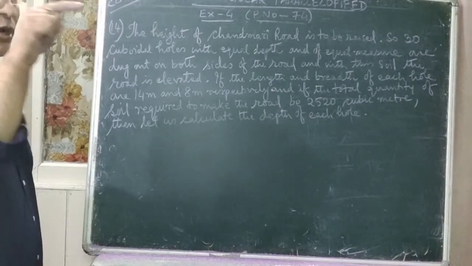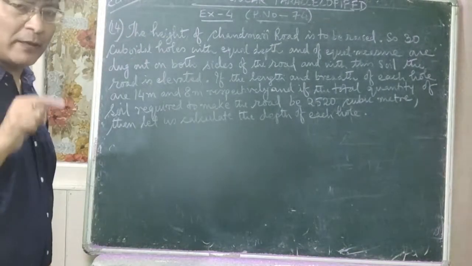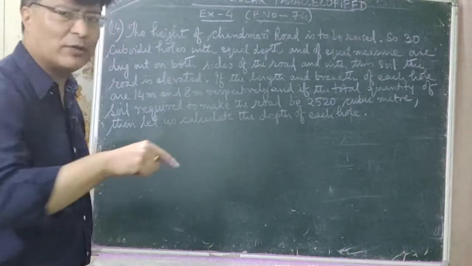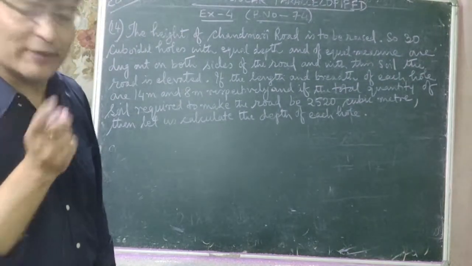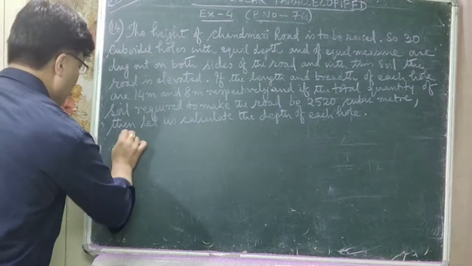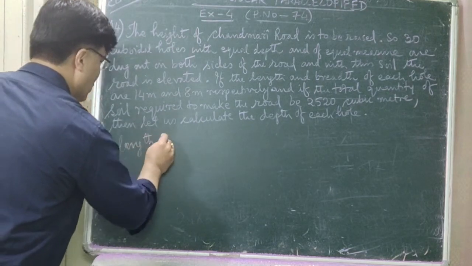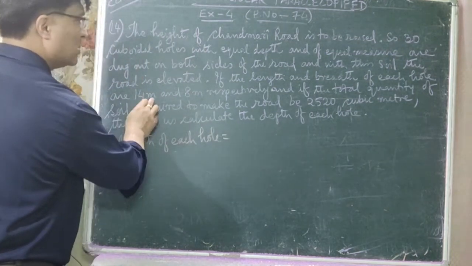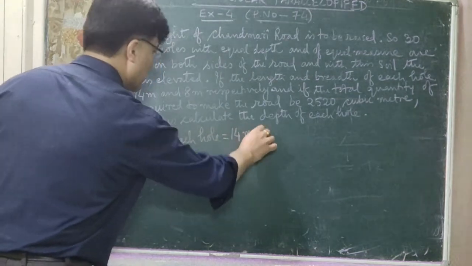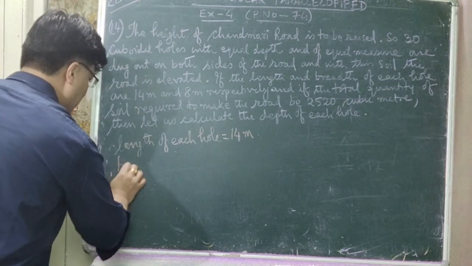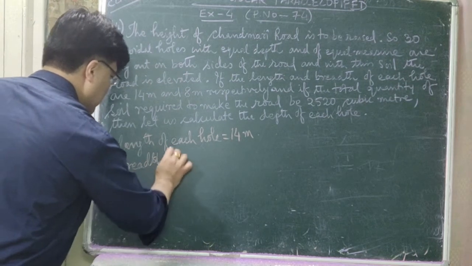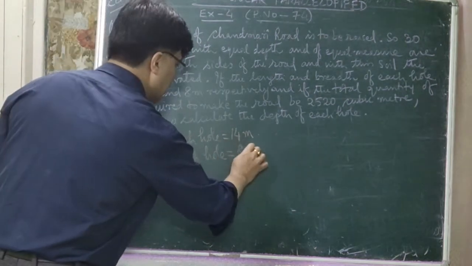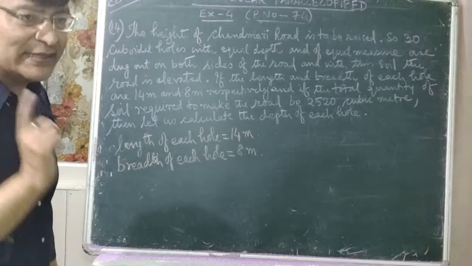So now in this case 30 cubical holes are made. They are all of equal measure, meaning the volume of each is the same. So what is the length of each hole? Write down, length of each hole is equal to how much? This is your 14 meter, right? So therefore breadth of each hole, what is the breadth of each hole? It is 8 meter. Now you have to find out the depth of each hole.